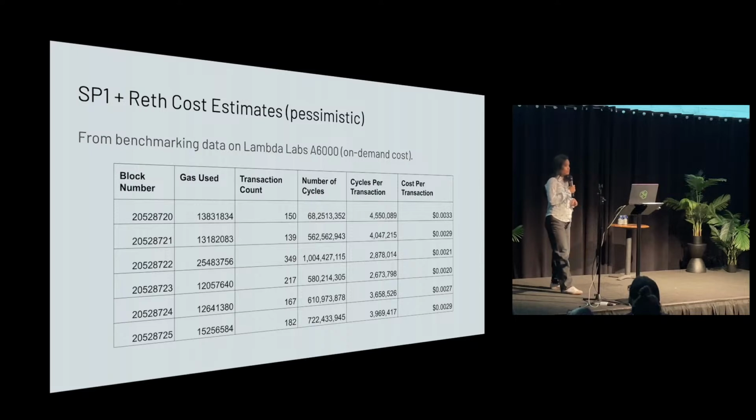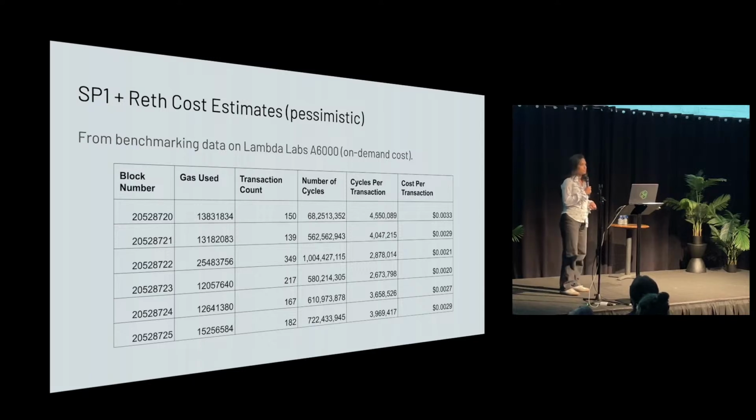And what we do is we take the block, we execute it with SP1, we count the number of RISC-V cycles that happen during execution, and then basically we generate the proof, and we compute the total cost per transaction by multiplying the on-demand cost of the GPU instance we're running SP1 on by the amount of time it took to generate the proof for that block.